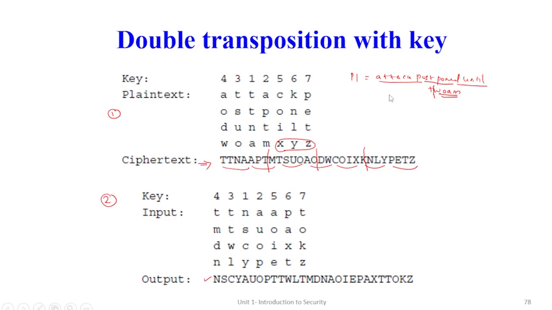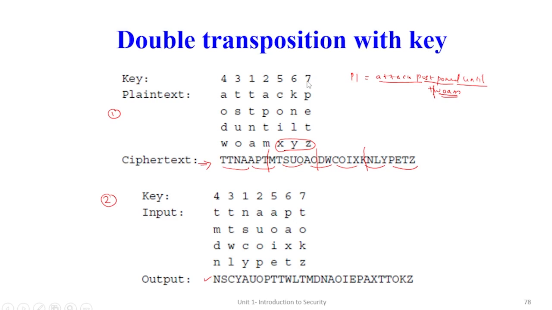And the key technique means they will give the position. At that position only we should read the value, and that should be taken as ciphertext. Here the key is given. The key is 4312567. So we should assume that the maximum value is 7.